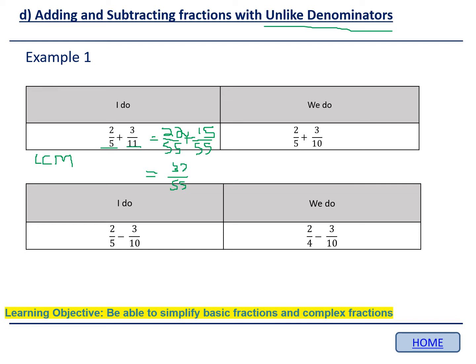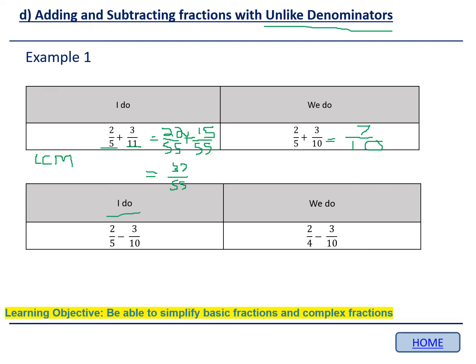Okay, pause the video and have a go at the we do. If you end up with 7 over 10, well done. To get 5 to 10, well, we times that by 2, so we didn't need to do anything with the 10. And then what we do to the bottom, we do to the top. So 2 times 2 is 4 over 10, plus the 3, 7 over 10.